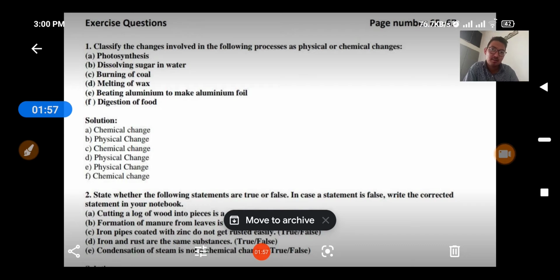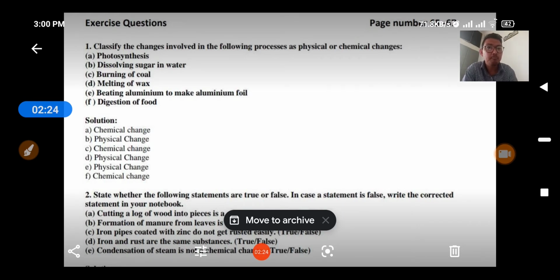Next is D part, melting of wax. During melting of wax, there is only change in the physical state of wax. Wax physical state changes from solid state to liquid state. So no new substance is formed, there is no change in the chemical property of the wax. So melting of wax is also physical change.